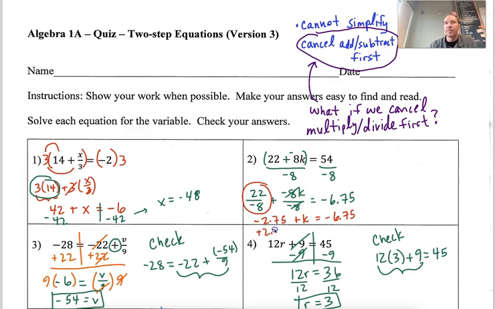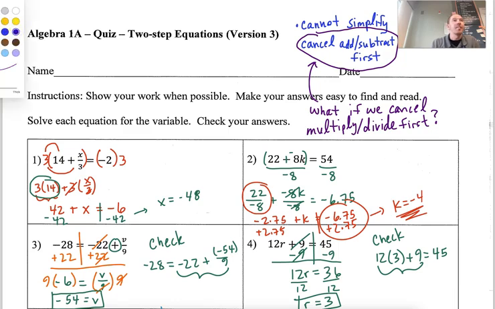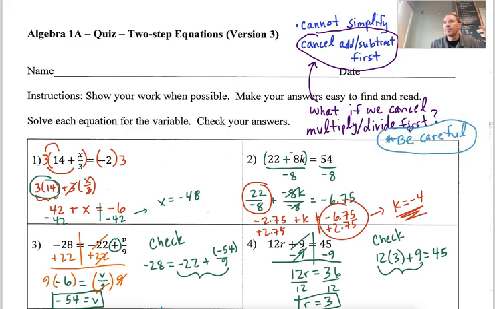If I keep going, I would add the 2.75 to both sides. And hey, it turns out this over here is going to give me a negative 4, which is what we got the first time. So again, however you're doing it, you should be checking. If you want to live dangerously, if you want to cancel that multiplication and division first, my hint to you is be careful. I don't recommend it, generally speaking. But if you're going to do that, be careful. And always, regardless of how you do it, check.